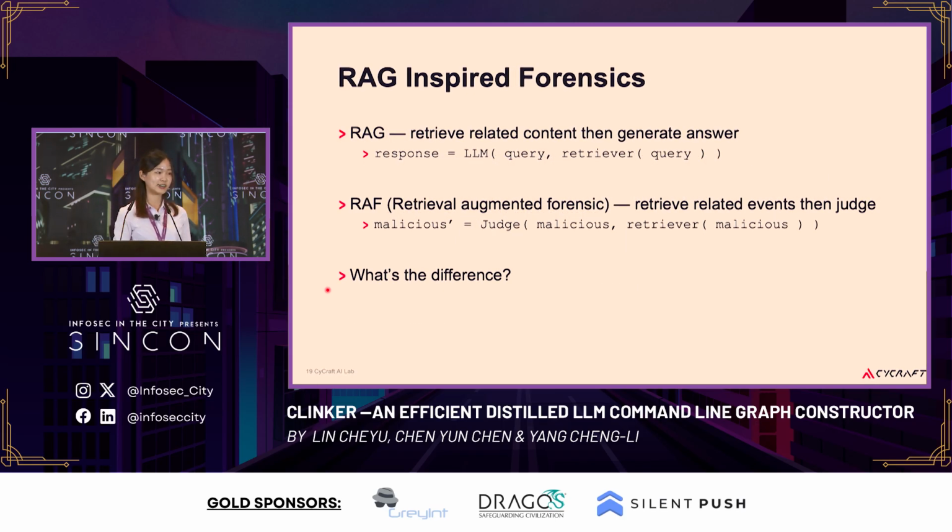This brings us to a RAG-inspired approach. Retrieval-augmented generation, or RAG, is a method where an LLM first retrieves relevant external information before generating a response, allowing it to reason with more context than its prompt alone provides. Similarly, in forensic analysis, we propose RAF, which is retrieval-augmented forensics. In RAF, we retrieve related events first, then we judge whether the target events are malicious.